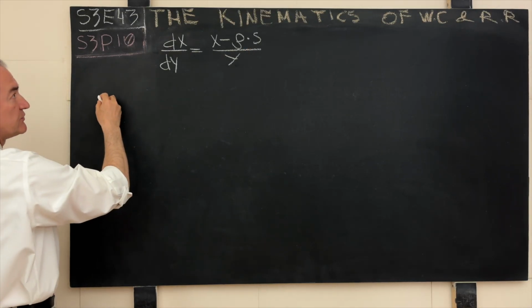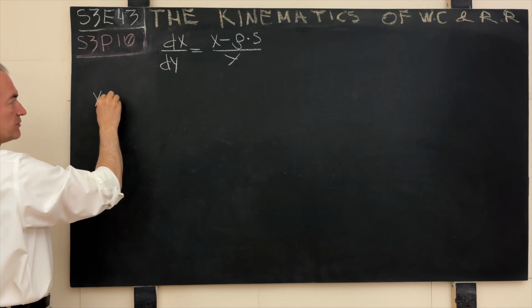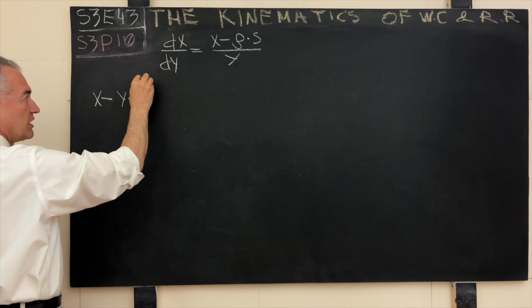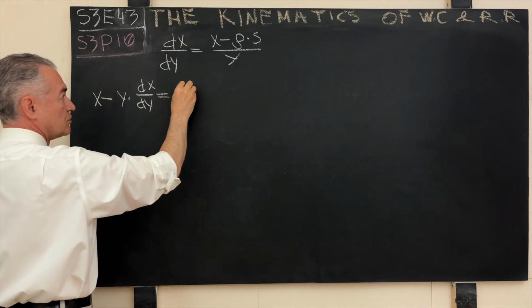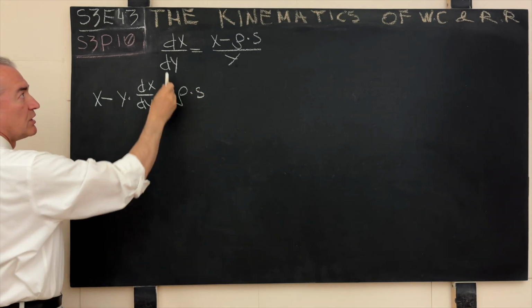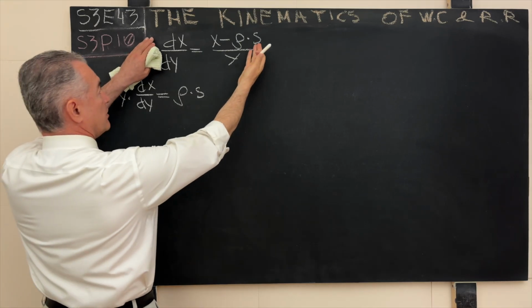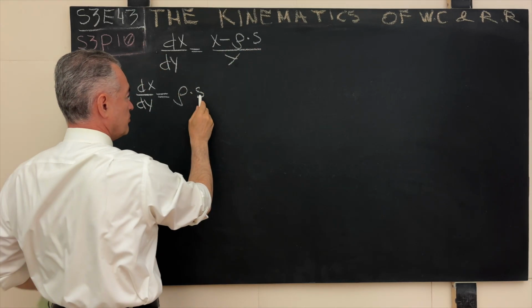So we will obtain the following. Once we do that, we obtain the following relation over here. x minus y times dx over dy is equal to rho times s. That maneuver should be understood. y goes over here. Then we swap the differential and this, and we put it on this side.